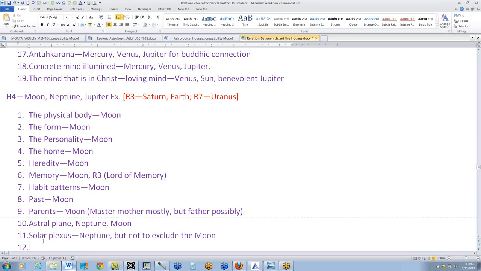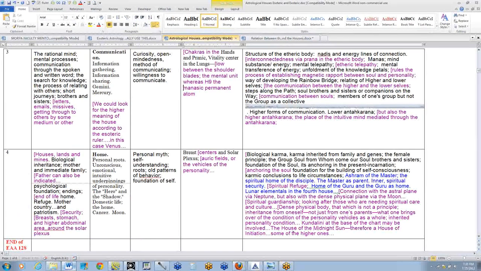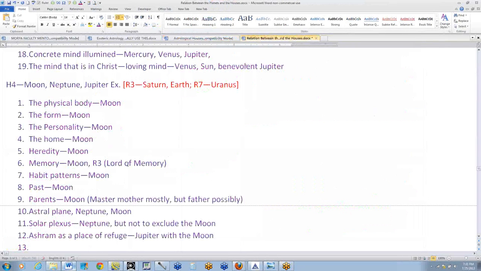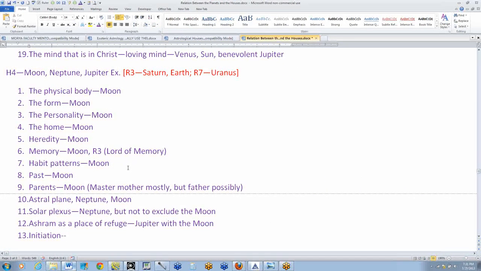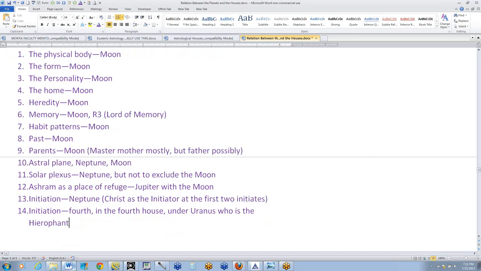We have the, not just the home, but we have the ashram as a place of refuge. This is one of the higher meanings, and here the exalted Jupiter can come in, Jupiter with the moon. Let's see what else we have here. Dense physical body, Kundalini, the house of the midnight sun, initiation. Yes. Initiation, both at the 10th and the 4th house, and we have Neptune, and we have Christ as the initiator at the first two initiations. And interestingly here, initiation, in the 4th house, under Uranus, who is the Hierophant. So that is possible as well.